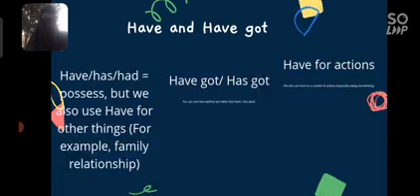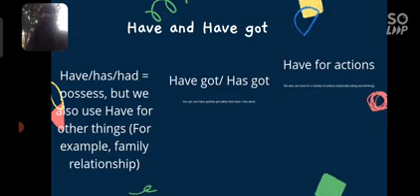Next is have and have got. We can use have, has, had for possession, but we also use have for other things, for example, family relationships. The example is, we have a car. I have a brother and two sisters. Tom has a headache.